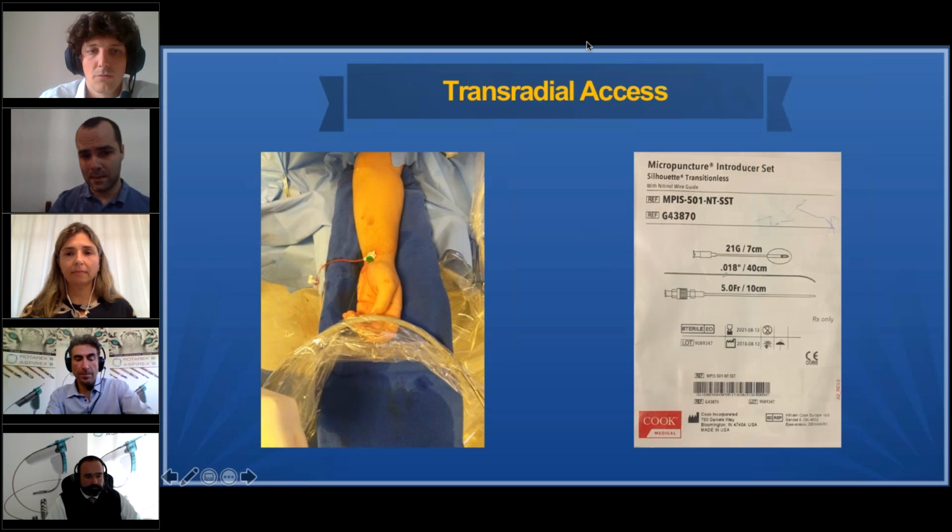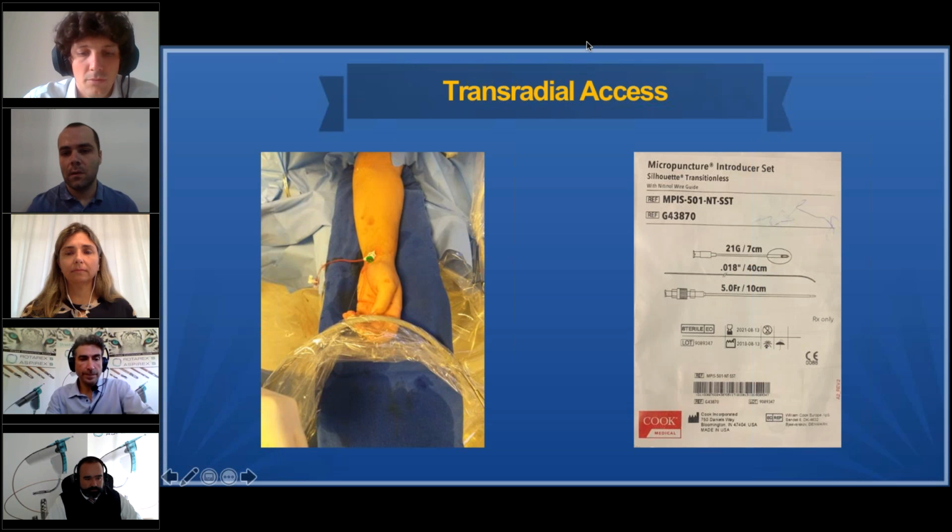You can see in this picture on the left, the radial introducer. The transradial introducer I really like. In the next video, you see the passing of the guide wire and how easy it is to do, and the complication is really rare. In the picture on the right, the 21 gauge needle. This is a micropuncture introducer set from Cook, but it's not always needed, because sometimes the radial introducers have the 21 gauge needle as well.